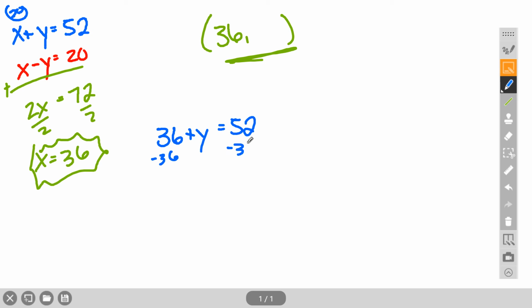Subtract 36 on both sides. Y is equal to 16, I think. 52 minus 36 is 16. So the other one is 16. And you can check this quickly. The sum of these, 36 plus 16, is 52. The difference, 36 minus 16, is 20. So number 20, 36 and 16.